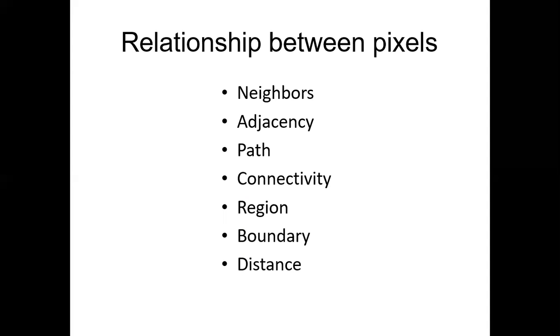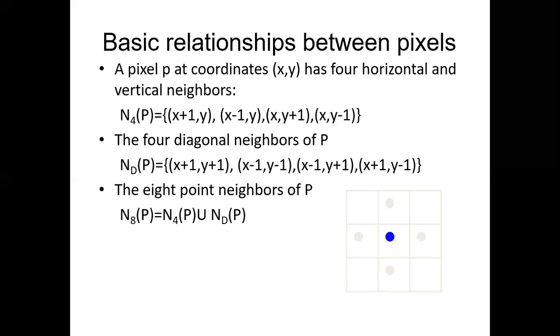Now we are going to discuss the relationship from one pixel to another pixel, how to relate the information: neighbors, adjacency, path, connectivity, region, boundary, and distance. So, the basic relation between pixels with respect to the coordinates, that is, variations of the coordinates in horizontal, vertical and diagonal directions.